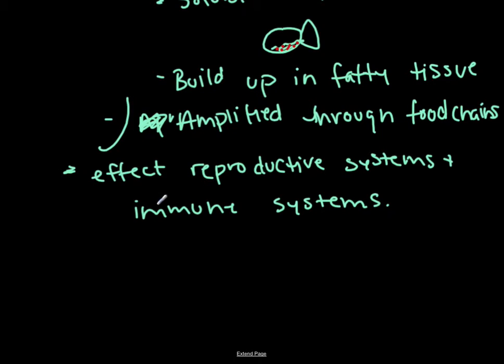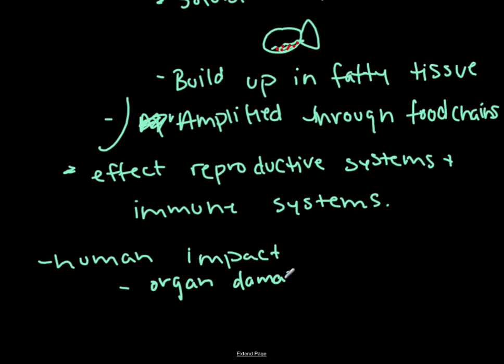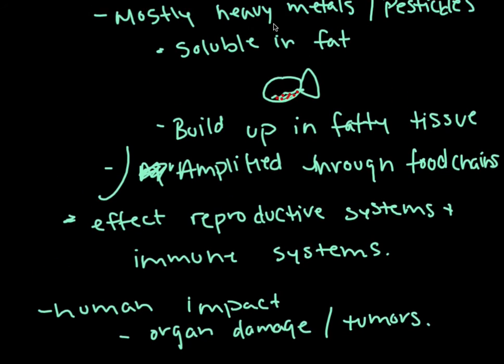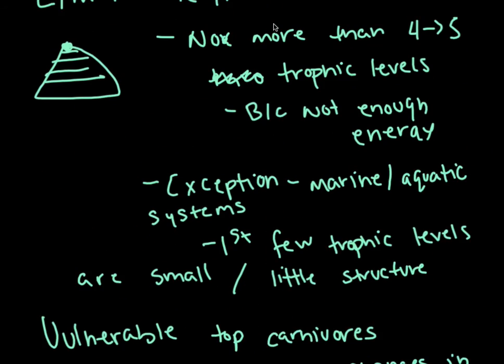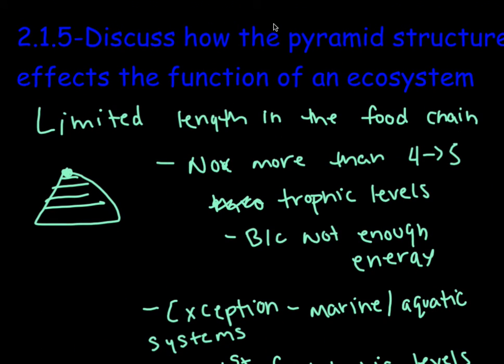But if you think about all those top carnivores like large fish, and we eat those, so there's a human impact. And we see it through long-term health impacts like organ damage, even things like tumors. We'll talk more about bioaccumulation. I think it's a really interesting topic, and hopefully we'll be able to go outside and do a little lab on it. But that is the shorter version of the structure of ecosystems and how they're demonstrated and modeled by the pyramid and why they are that way.